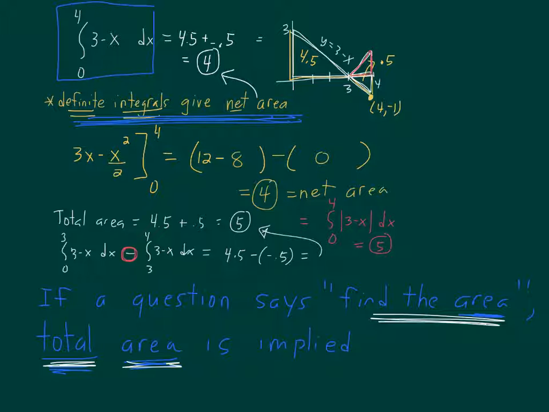Okay? So if we look at this previous question and it said find the total area of that region, it would of course be 5, whereas the definite integral is 4.